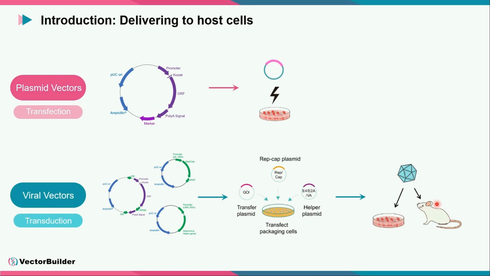And once they reach those target cells, these recombinant viruses can do what viruses do best. They infect cells. But instead of infecting with this pathogenic virus, it's going to deliver your gene or RNA of interest instead.